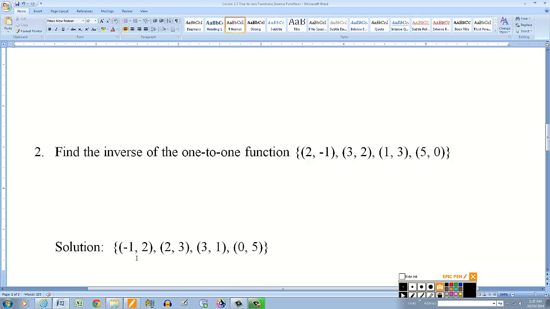Over here it's just reversed. So if I ask you what is the domain of the inverse, you would write the set -1, 2, 3, 0. And the range is 2, 3, 1, 5. Okay, because you switch the ordered pairs. Anyway, in this case, they're just asking for the inverse, so there it is. You just reverse the ordered pairs.